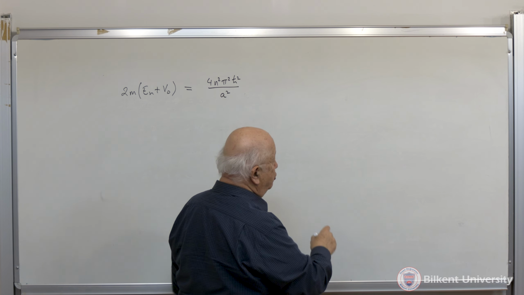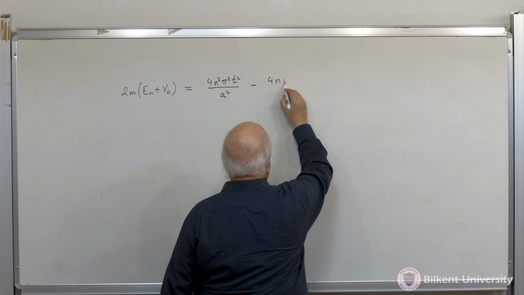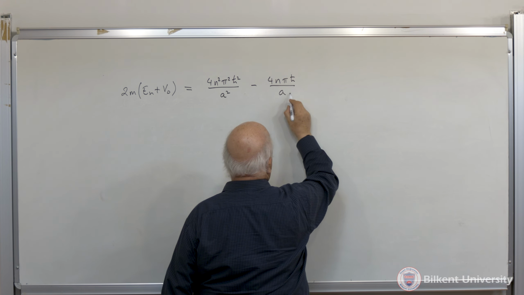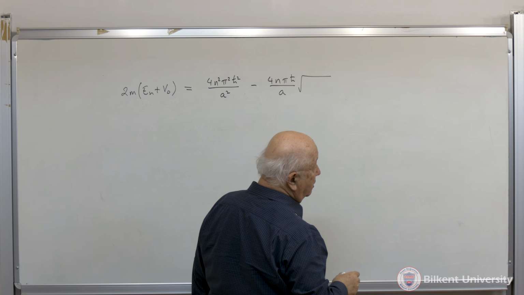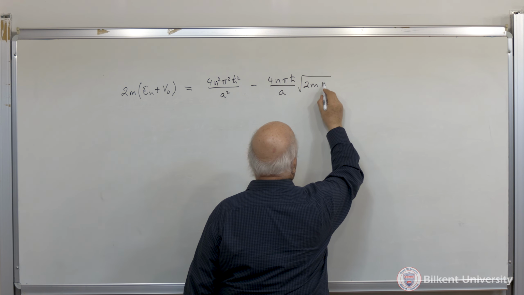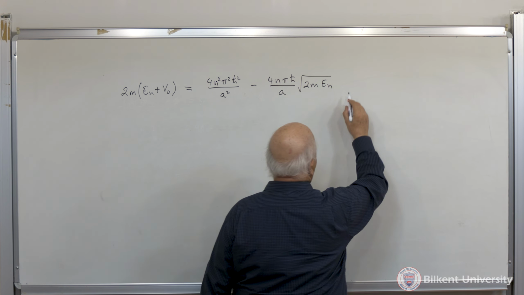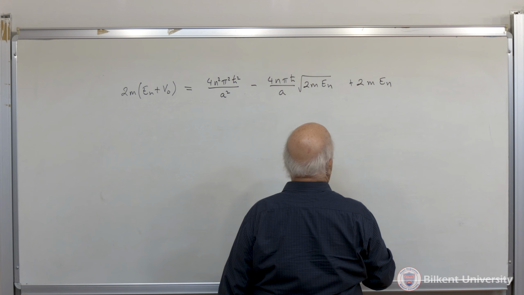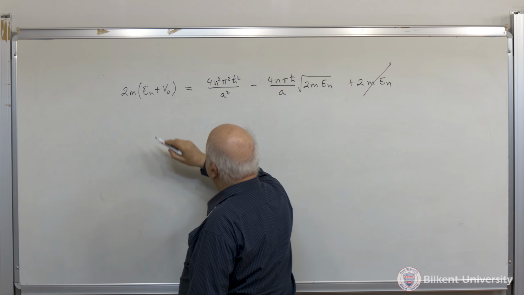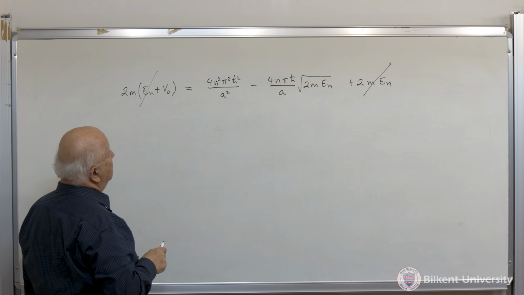Okay, there will be a cross term, minus 4n pi h bar over a times square root of 2mEn. All right, and then the square of the last term, plus 2mEn. Now looking at this, you see that this 2mEn cancels that 2mEn. And we are almost there.